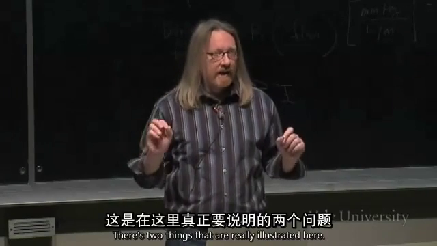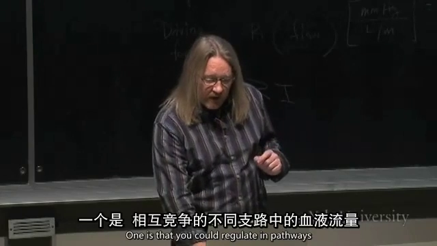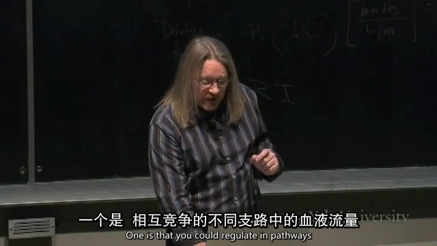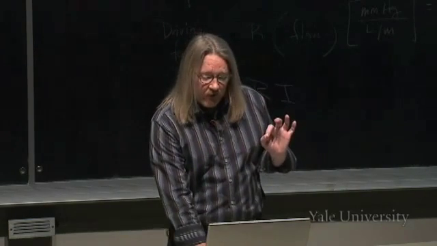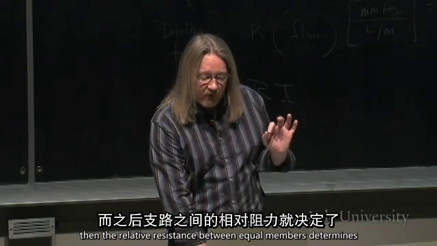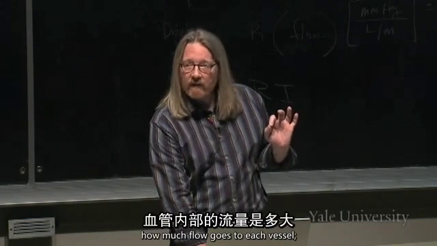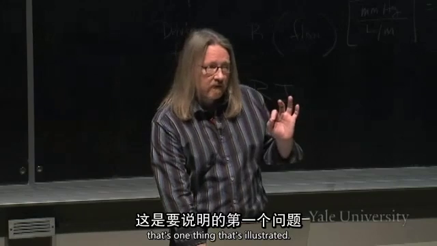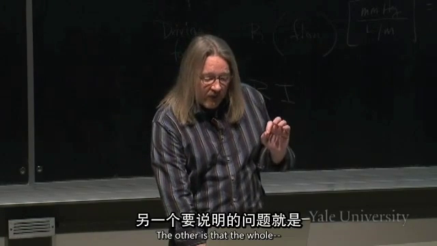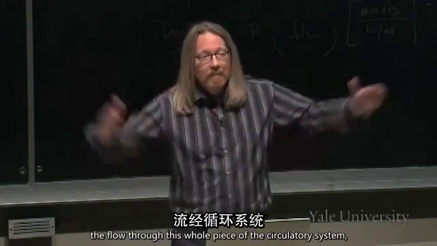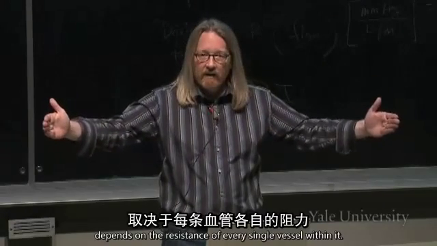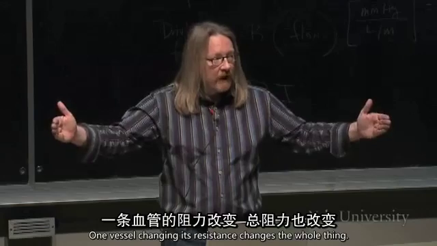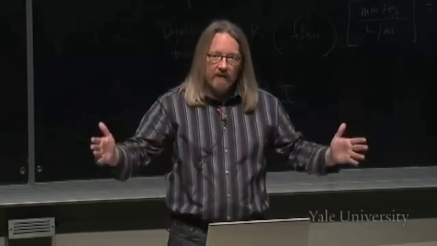So there are 2 things that are really illustrated here. One is that you could regulate flow in pathways that are competing with each other. Then the relative resistance between equal members determines how much flow goes to each vessel. Right? That's one thing that's illustrated. The other is that the flow through this whole piece of the circulatory system, this whole part of the network, depends on the resistance of every single vessel within it. And so one vessel changing its resistance changes the whole thing.